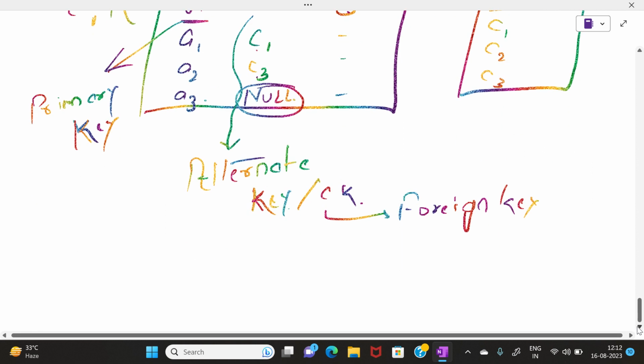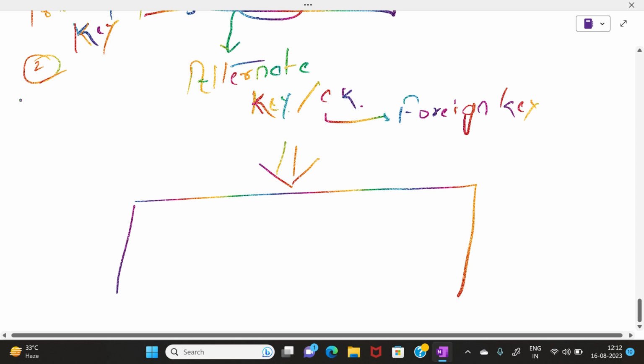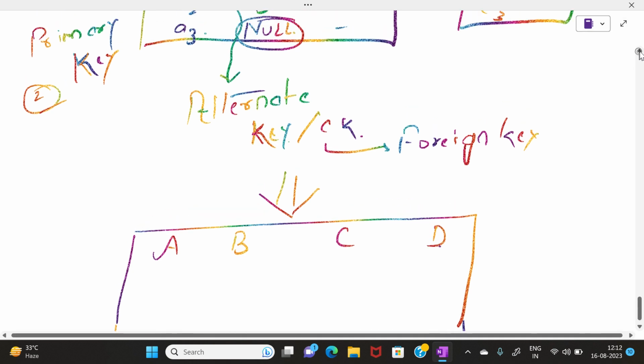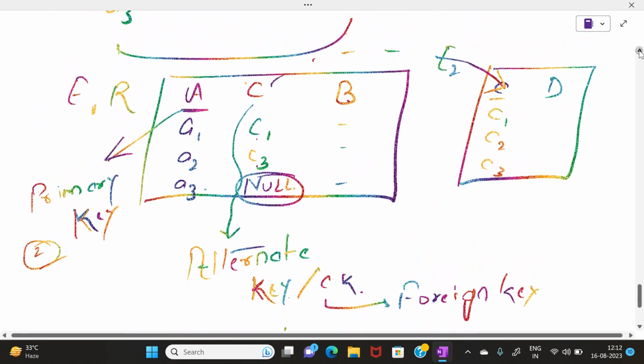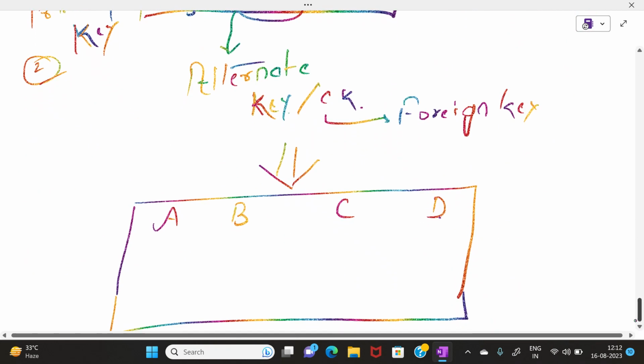Now if we try to merge them together into one table, this is the minimum RDBMS table question. Let's say we try to merge these two into one single table, and we are trying to check if that could be the minimum or not. So here we have A, here we have B, C and D, and we are trying to merge these two.